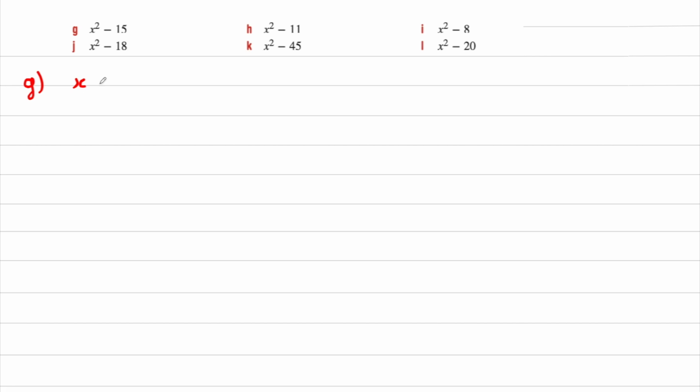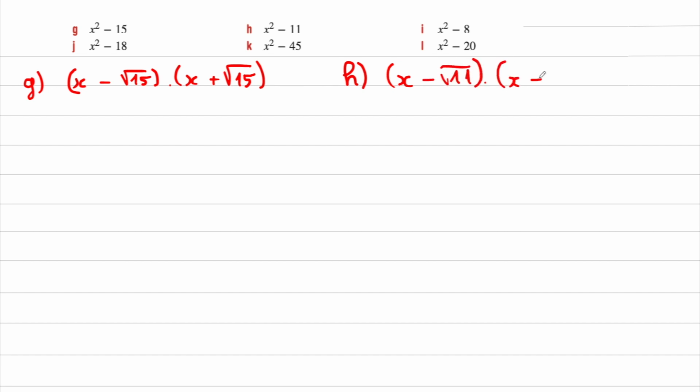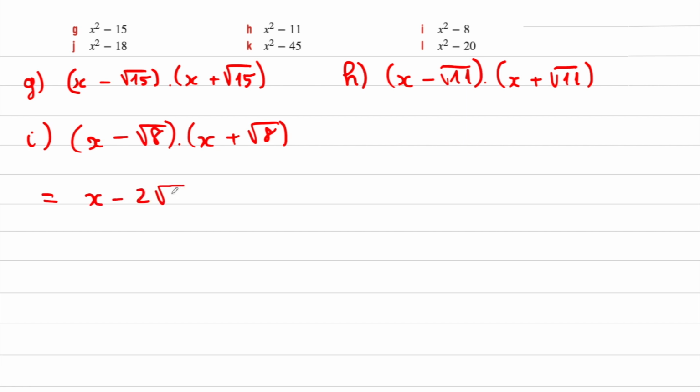Question G, you get x minus square root of 15 multiplied with x plus square root of 15. Question H, the idea you get here is x minus square root of 11 multiplied with x plus square root of 11. Question I, 8. You can simplify this one because x minus square root 8 will have a new form, because the square root 8 means 2 square root 2, so you should simplify this before you move to the new question.